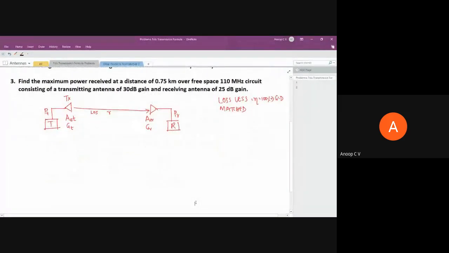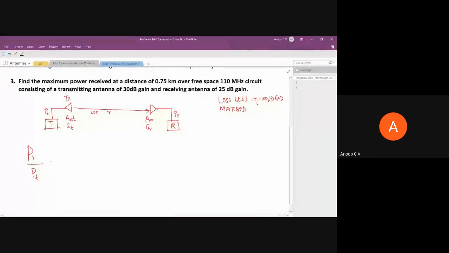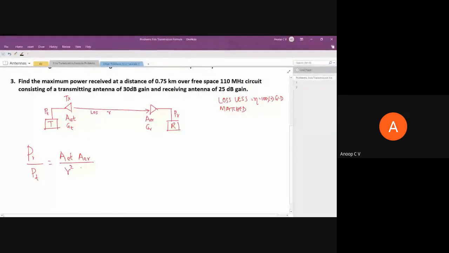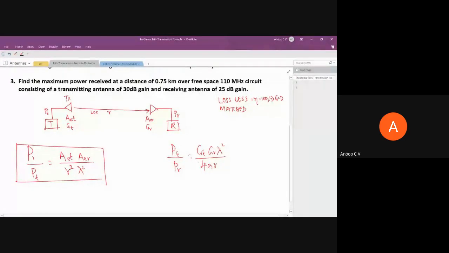This transmission equation has two forms. One is PR by PT is equal to AET AER divided by R square lambda square. Another form is PR by PT is equal to GT GR lambda square divided by 4 pi R the whole square. So these are the two equations. You may have to use either this particular equation or that one.